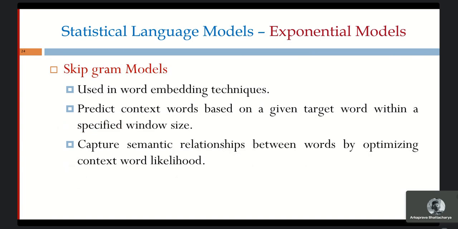Next, you have your skipgram models. Skipgram models are a type of statistical model primarily used in word embedding techniques. They predict the context words given a target word with a certain window size.